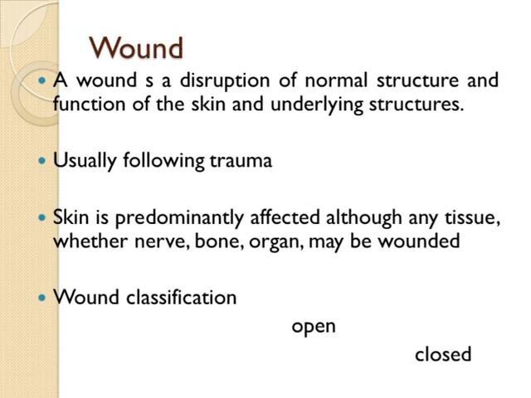First of all, we would like to introduce the definition of a wound. A wound is a disruption of the normal structure and function of the skin and underlying structures. It usually happens following a trauma, where the skin is predominantly affected, although any tissue, whether nerve, bone, or organ, may be wounded. Wounds can be classified into open and closed wounds.